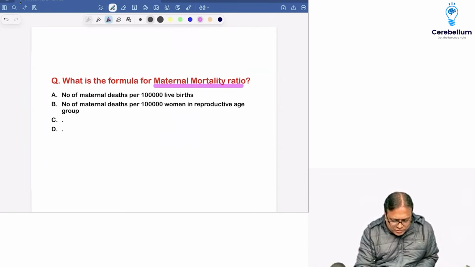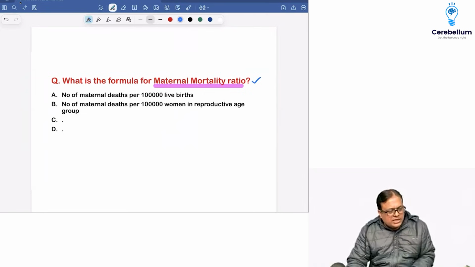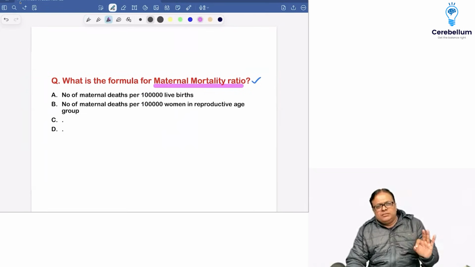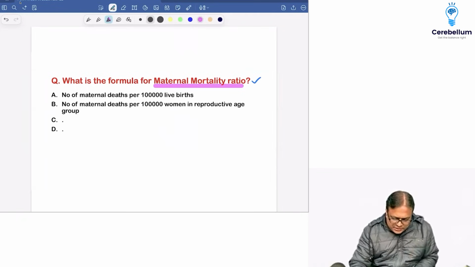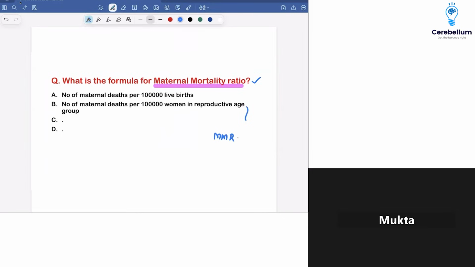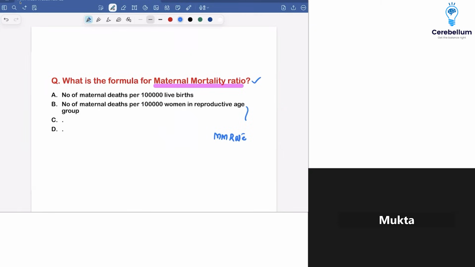You have to confirm. Some students were saying ratio was asked, or was it rate? Because both have been asked in your exam earlier. Can you now confirm, friends, whether maternal mortality rate was asked? Then answer will become B. If maternal mortality rate was asked, or it was maternal mortality ratio.